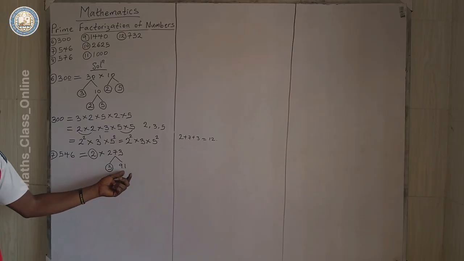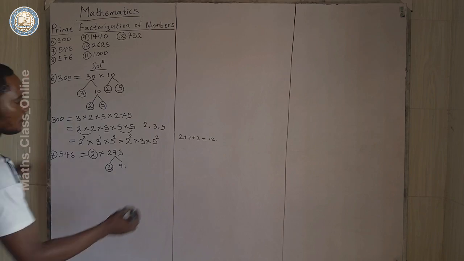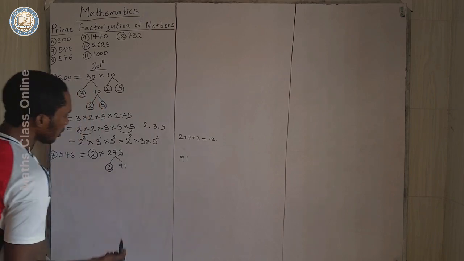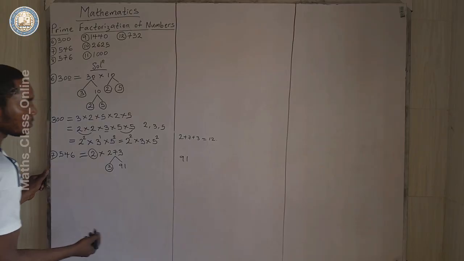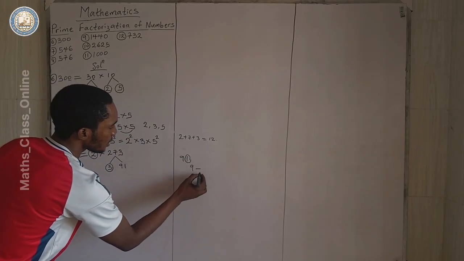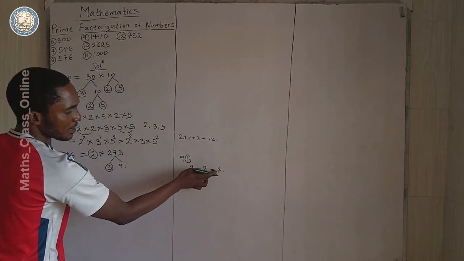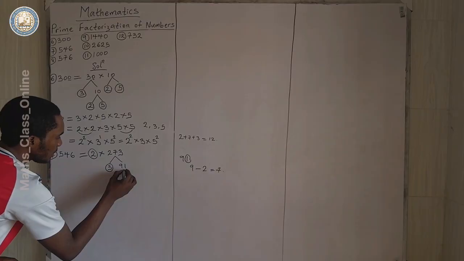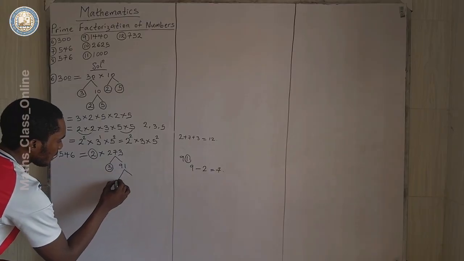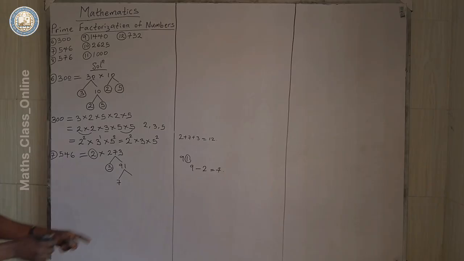7. Is 91 divisible by 7? What is the divisibility test of 7? We have 91. To know if 91 is divisible by 7, that is 9 minus twice the unit digit, that is what? 2. This is equal to 7. Is 7 divisible by 7? Yes. That means this is divisible by 7. 91 divided by 7, we will have 13.